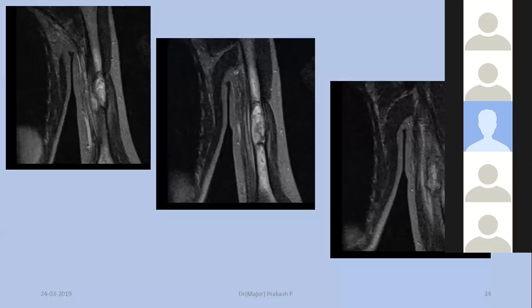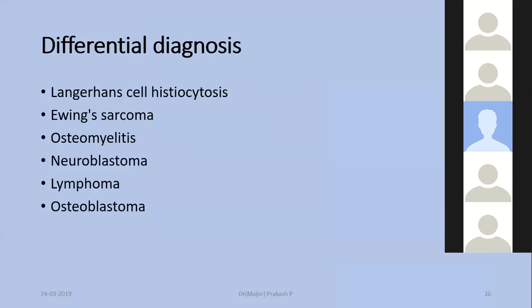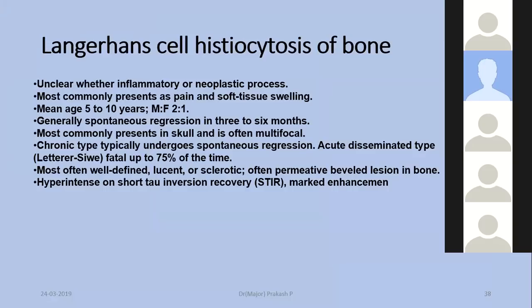Okay, I'll proceed further. I am not going to give the descriptors, but I want you to listen to what I'm going to tell. As and when I discuss this case, you will understand how a case of a bony lesion is supposed to be described. In this case, the differentials I will use are Langerhans cell histiocytosis, Ewing sarcoma, osteomyelitis, neuroblastoma, lymphoma, and osteoblastoma. As I said earlier, any of these could have been the diagnosis, whereas this turned out to be a case of Langerhans cell histiocytosis, which was proven on histopathology.